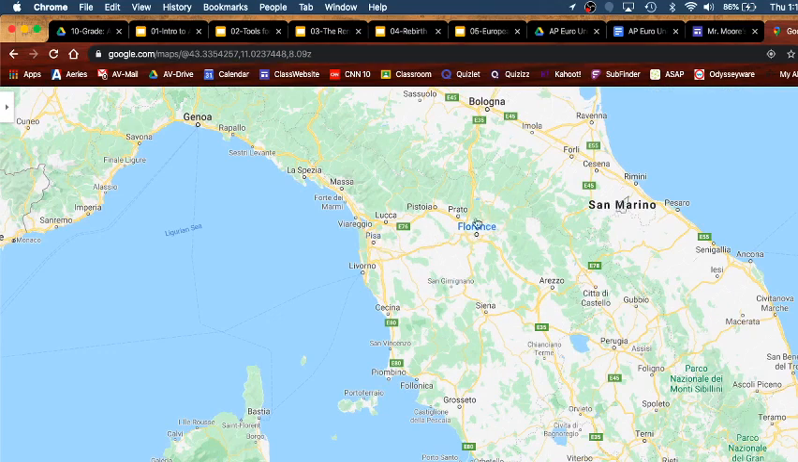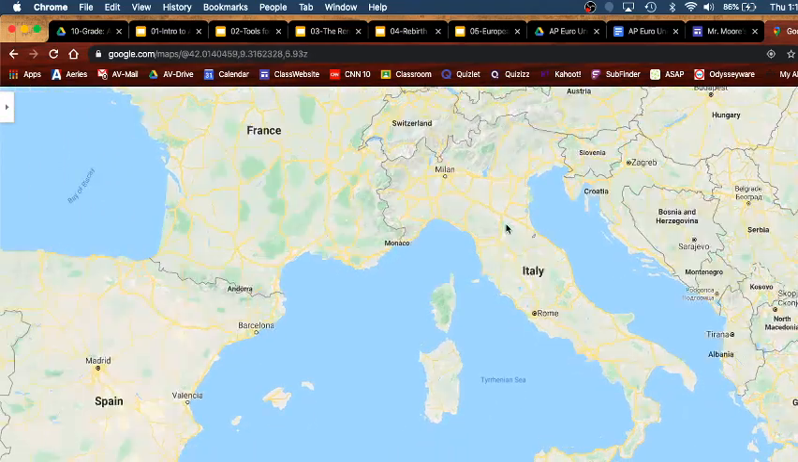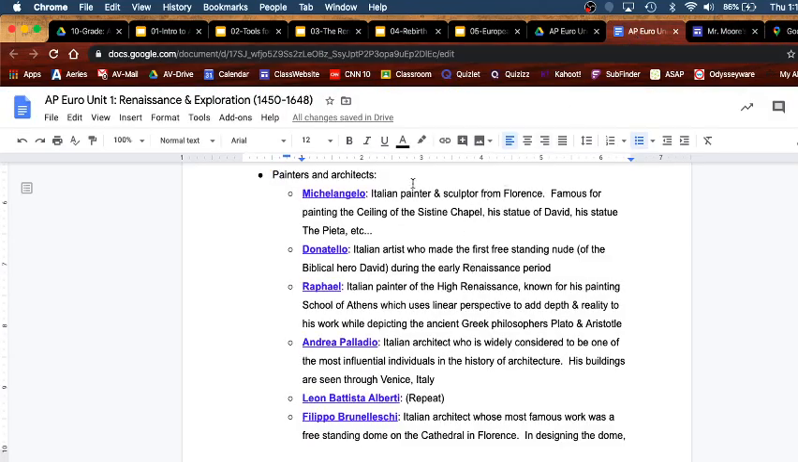And Florence is one of the hotbeds for the Italian Renaissance. So a lot of the dudes come from Florence, although they come from all over Italy, and later they're going to come from other parts of Europe. It should be pointed out that he's definitely from there. He's famous for his painting of the Sistine Chapel, his statue of David and the Pietà.